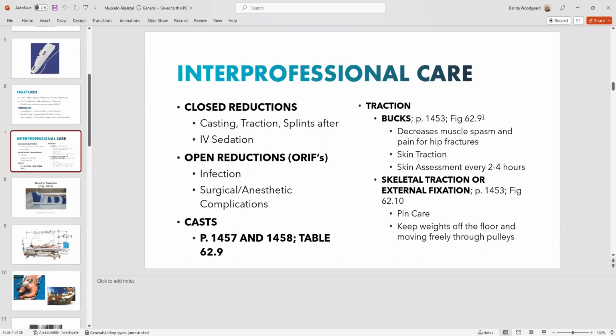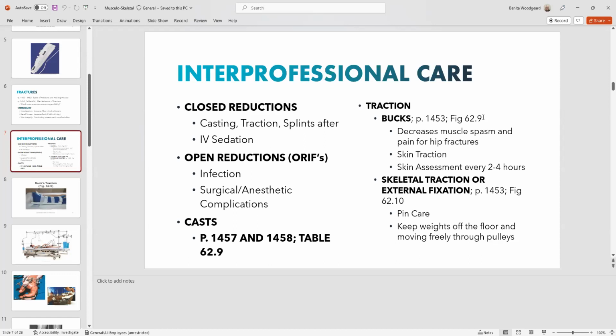Okay, skeletal traction is when they put actual pins through a joint, through a bone, and then they apply pulley and weight to it, and they're actually pulling it with these external fixations. You would think it'd be very painful, but actually it helps. It helps to reduce the fracture and again, to decrease spasms in the area.